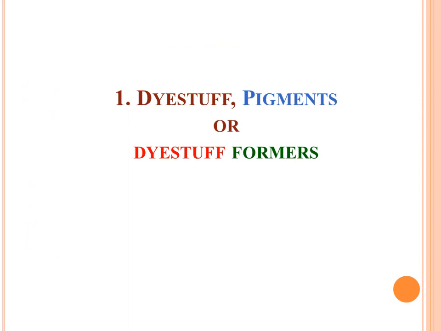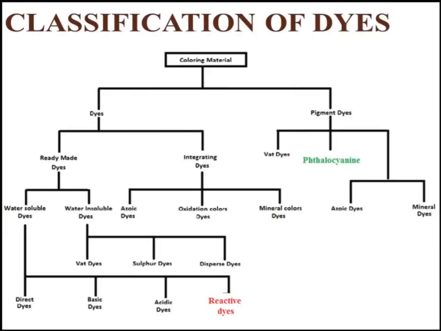Very first, dyestuff, pigments or dyestuff formers. From the name itself, it is clear that these are the coloring matters without which we cannot get color at the printed portion. Let us see the classification of coloring matters.